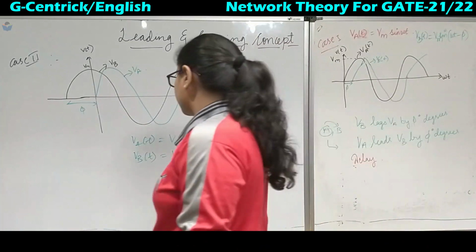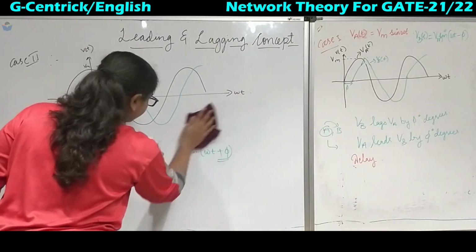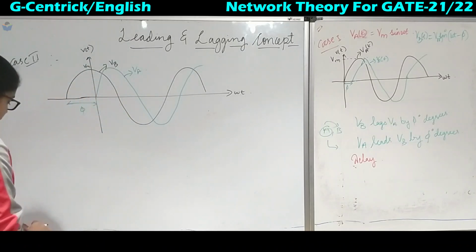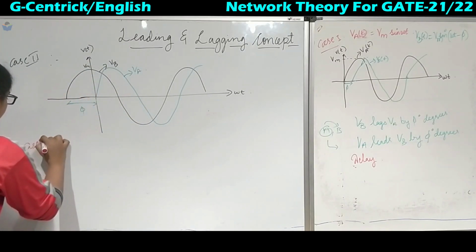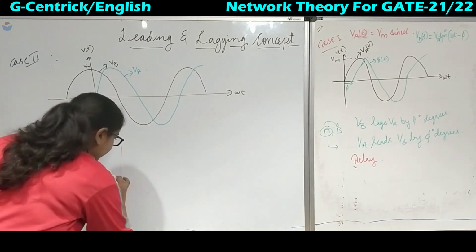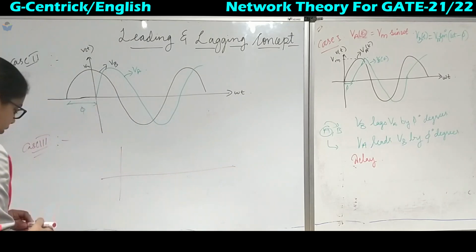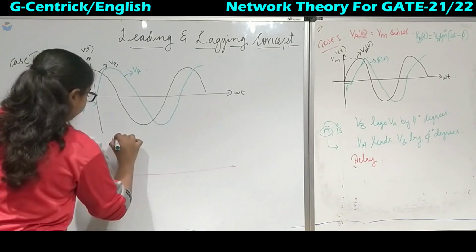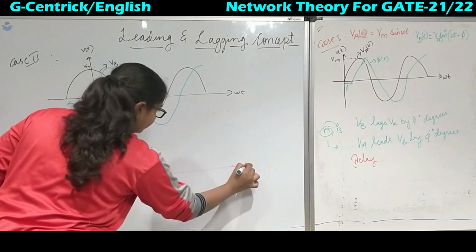So this is case number 2. Next, coming to case number 3. So we can draw this one. First A left early, then B left early. Now both of them decide to leave at the same time. So this is V of t, this is omega t.